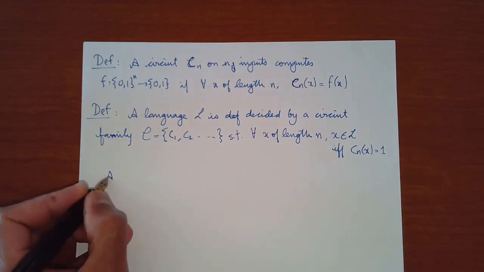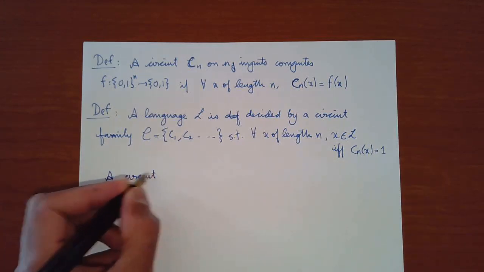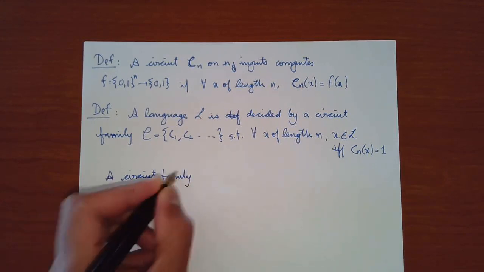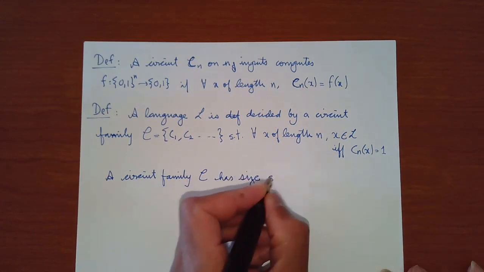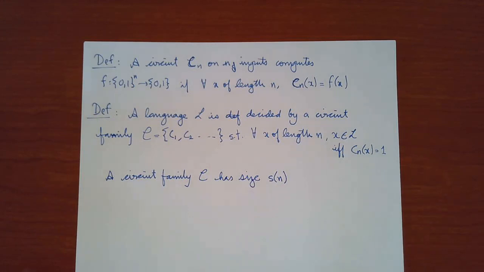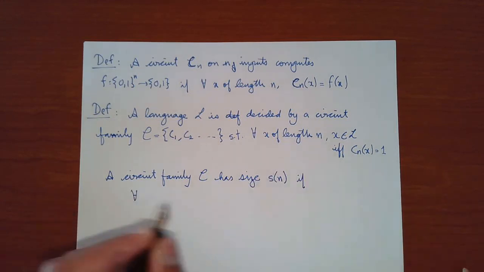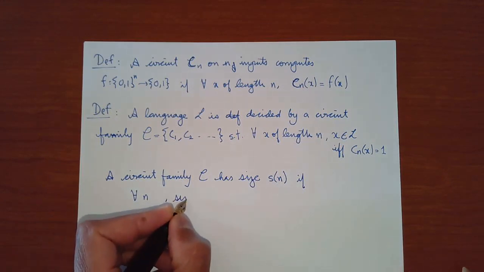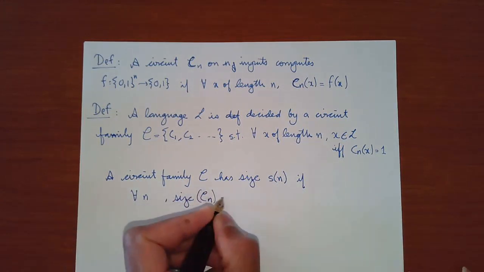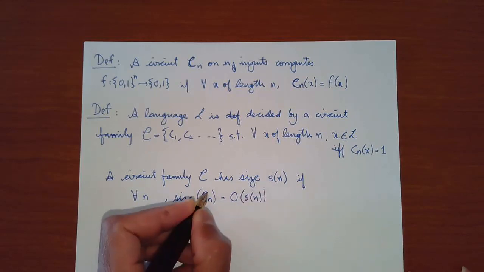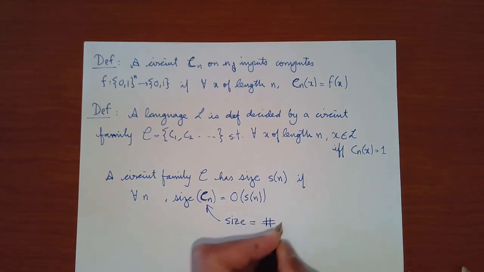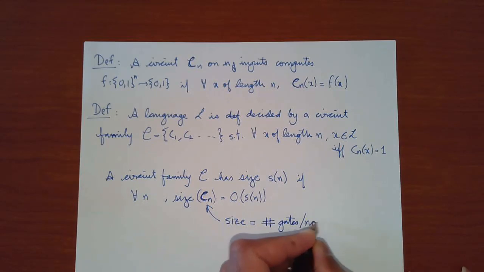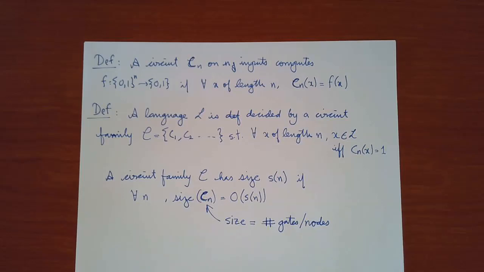And we'll say a circuit family C has size S of n if for all n the size of the circuit is O of S of n, and the size is equal to the number of gates or nodes. You could also optionally count the number of wires, but I'm just going to count the number of gates.